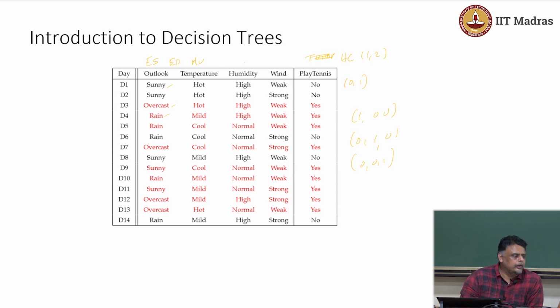Okay. So let's take D3. If it's overcast, hot, high humidity, winds weak, you say I want to play tennis. Okay. And there are other conditions where you say no. Okay. Now I give you this table. Okay. And I want you to write a program which outputs yes or no, given these 4 variables.